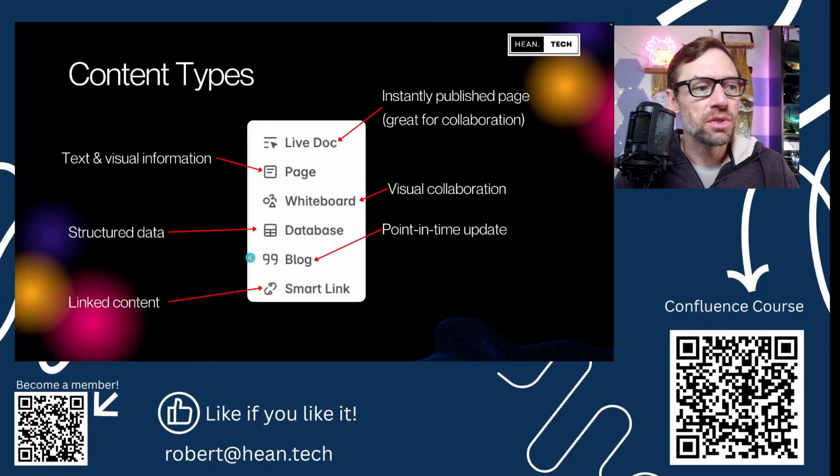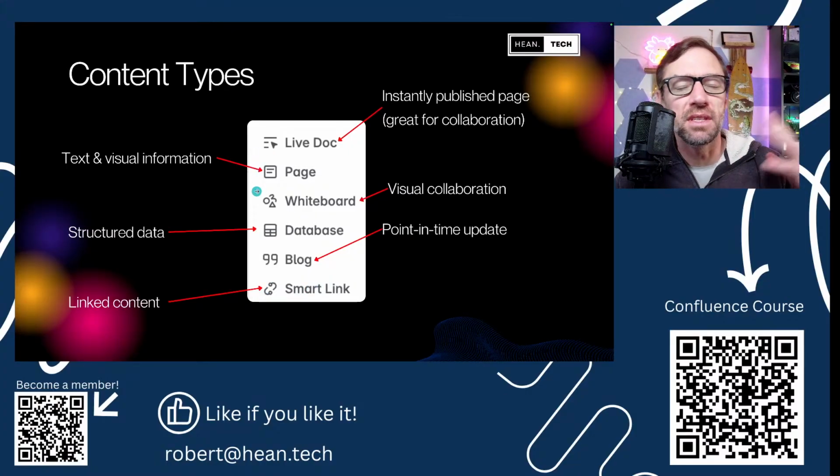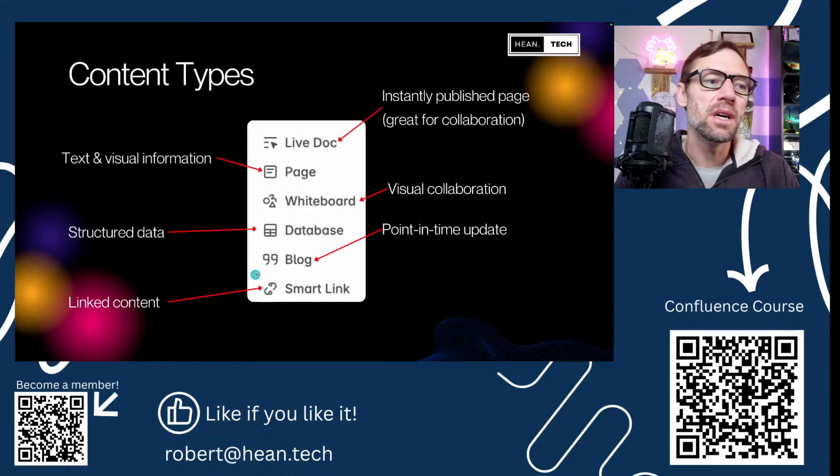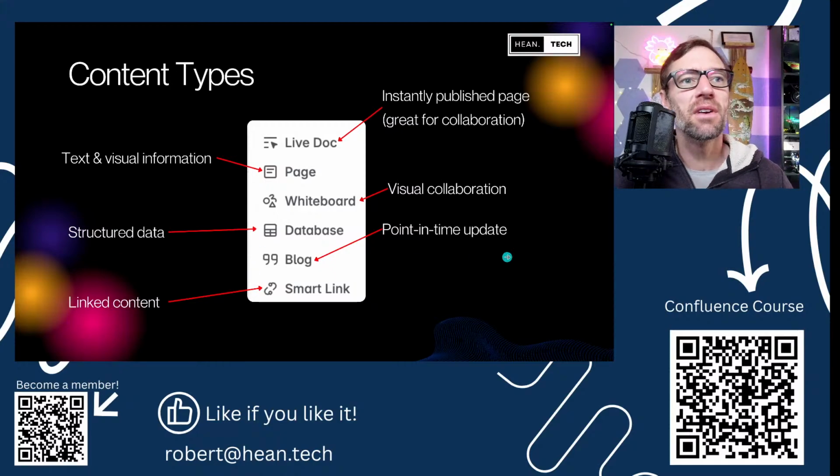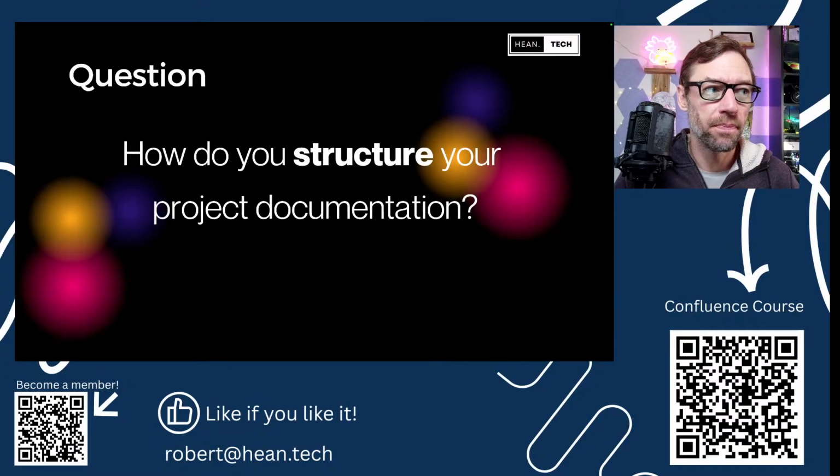Last, we have blogs. Blogs I use for point-in-time updates. For example, my weekly product updates or my weekly updates to the team would be a blog post because it's useful as of the date it's published, and then it gets older and older and older. And then smart links let us integrate content from other systems. I will talk more about each of these content types, but as long as we understand the general use case, that's going to be very helpful as we make selections or as we need to go look up help.